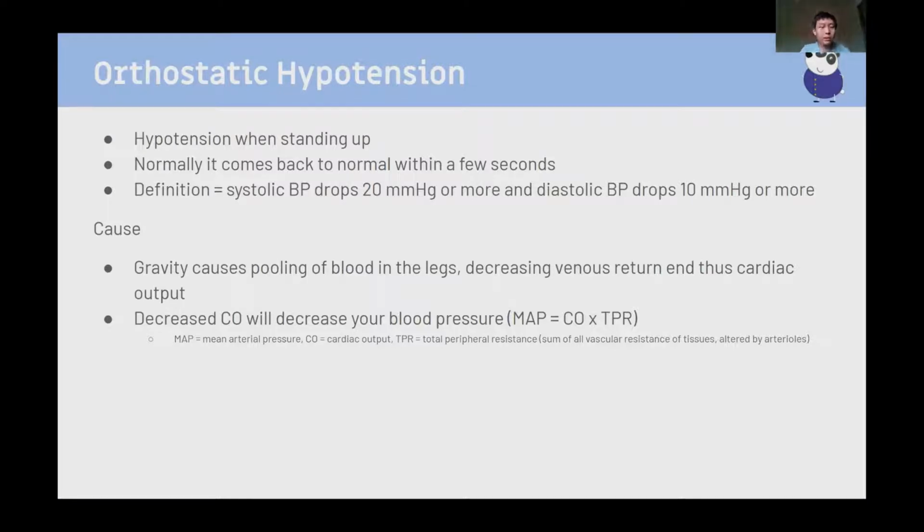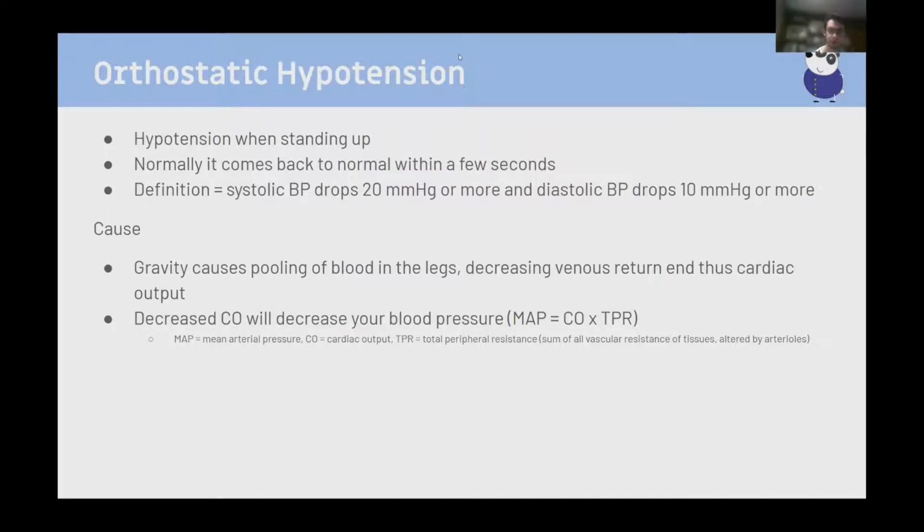But basically, because you have less venous return, you have decreased cardiac output, and that will decrease your blood pressure. And if you have really, really low blood pressure, then yeah, you can faint as well. So that's like the dizzy sensation you might get sometimes when you suddenly stand up.